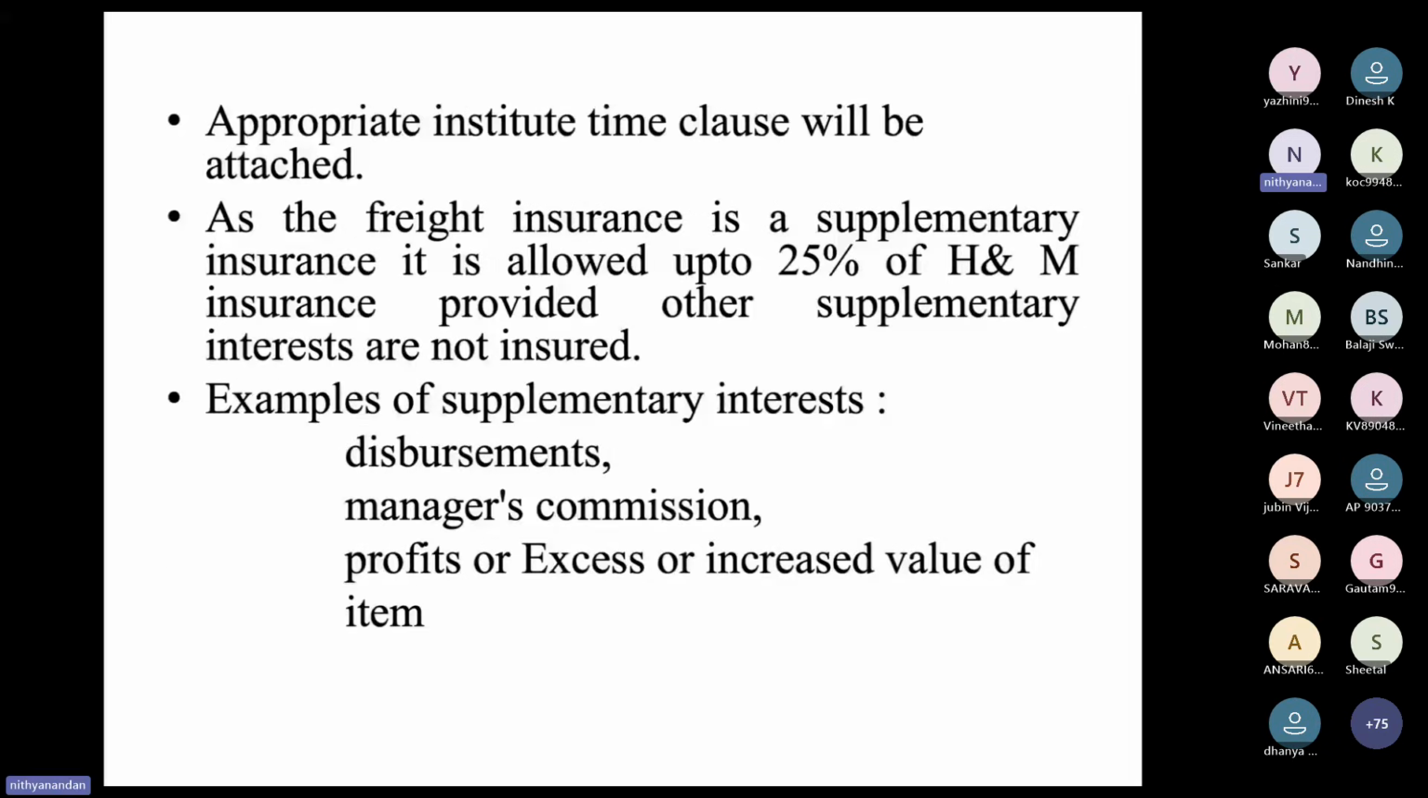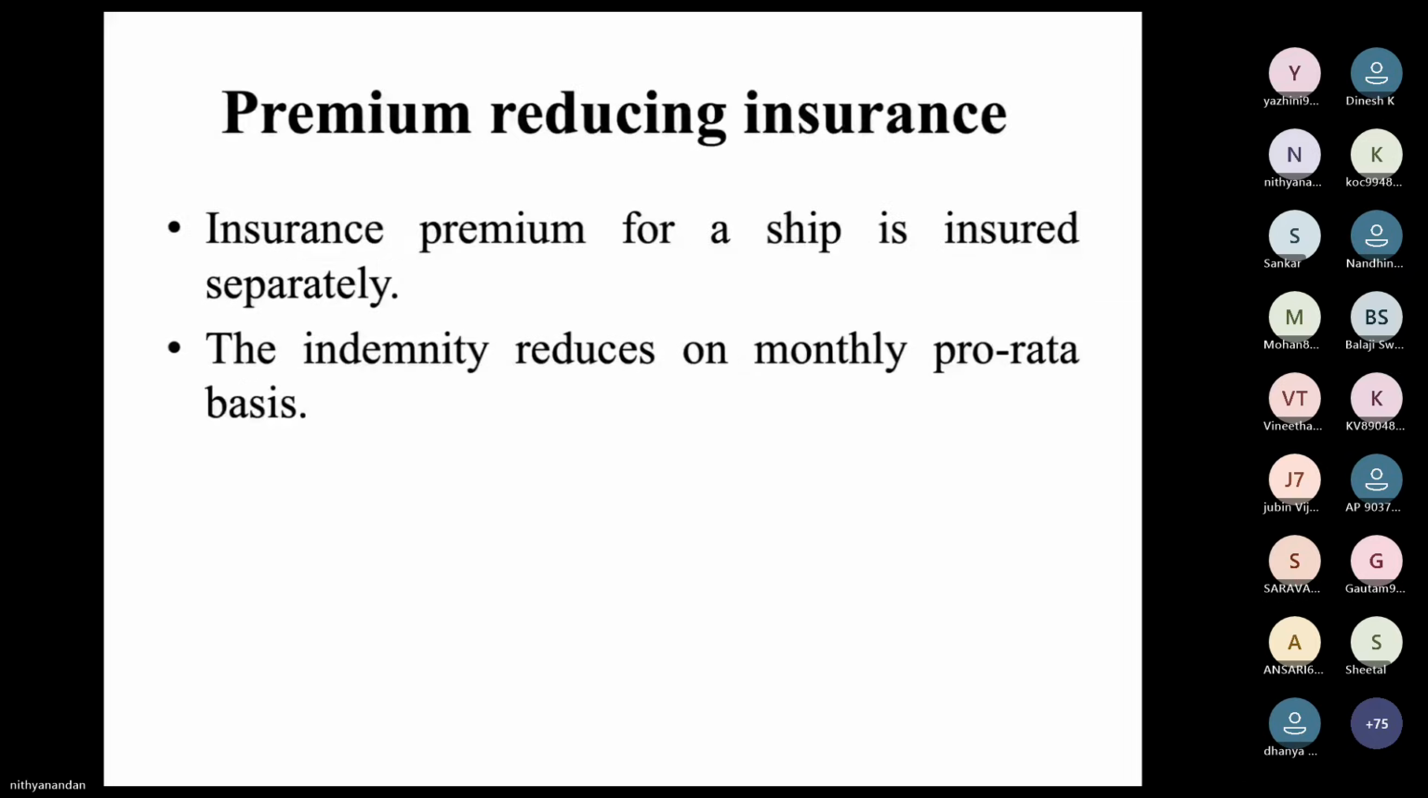Again, I told you it should be 25% maximum of H&M policy put together. So disbursement plus freight insurance should not exceed 25%. Premium reducing.